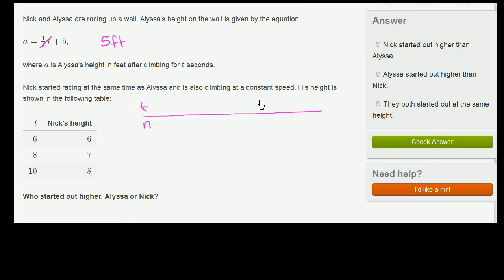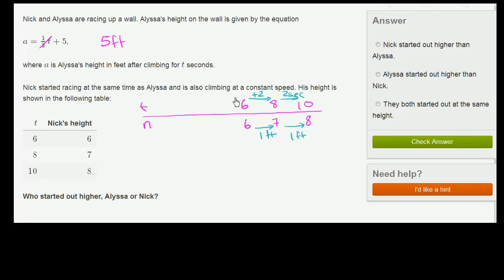We already know that at time 6 seconds, he's 6 feet in the air along the wall. At time 8, he is 7 feet along the wall. And at time 10, he has gotten to a height of 8 feet. So what's happening here? Every time 2 seconds goes by, he increases 1 foot. You have another 2 seconds, he increases in height by 1 foot.